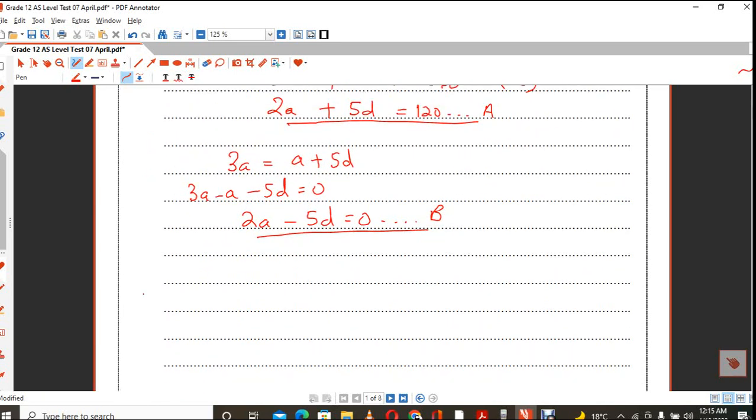Okay, right, so I can say 2A plus 5D equals 120, and I have 2A minus 5D equals 0. So that is A, and that's B. What I can do is subtract equation B from equation A. That means I'm subtracting the whole thing.